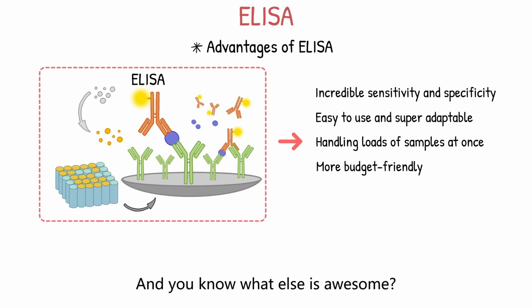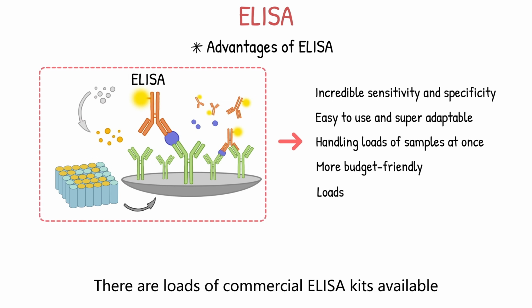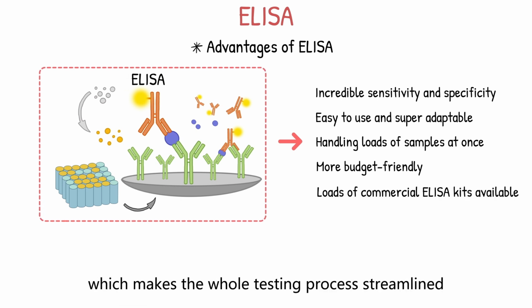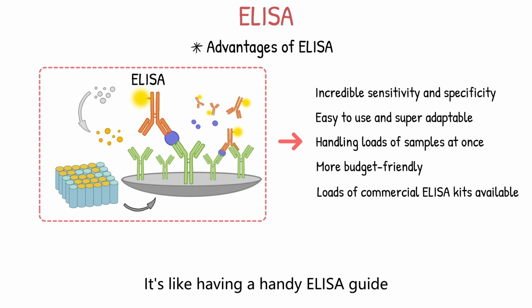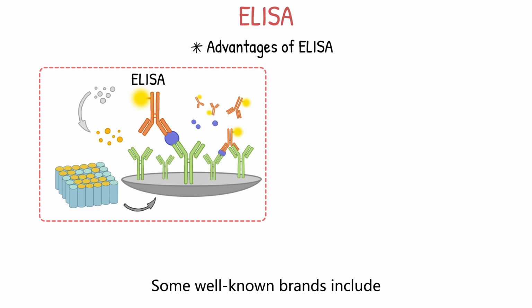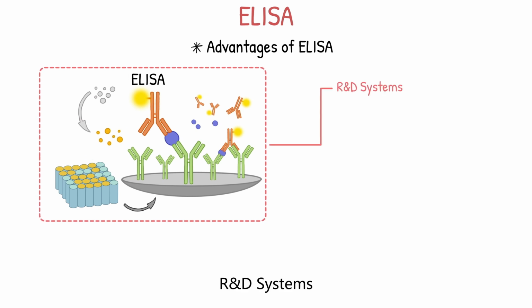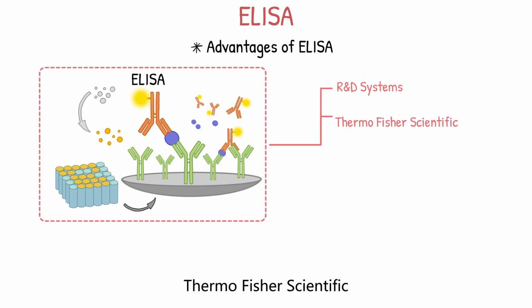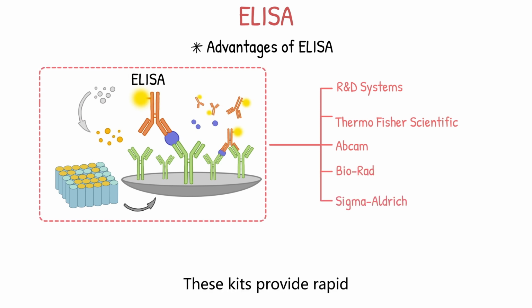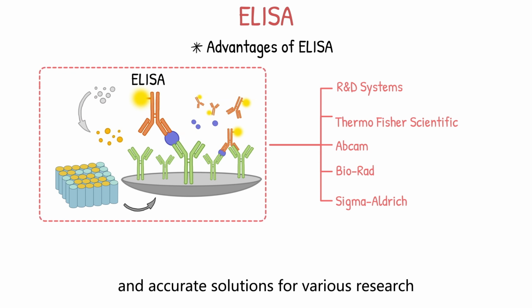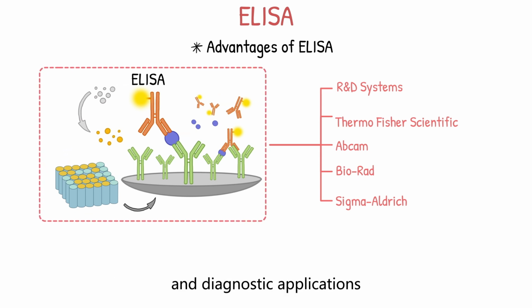And you know what else is awesome? There are loads of commercial ELISA kits available, which makes the whole testing process streamlined and standardized. It's like having a handy ELISA guide, making everything a breeze. Some well-known brands include R&D Systems, Thermo Fisher Scientific, Abcam, Bio-Rad, and Sigma-Aldrich. These kits provide rapid, convenient, and accurate solutions for various research and diagnostic applications.